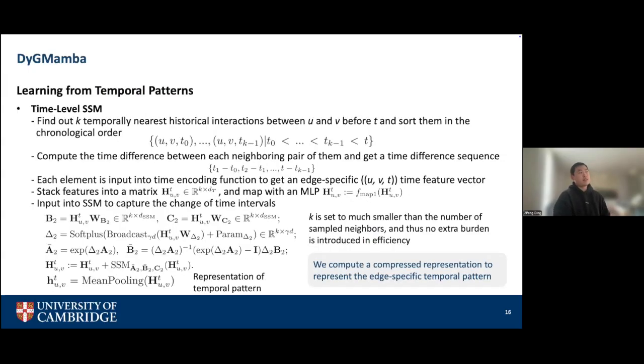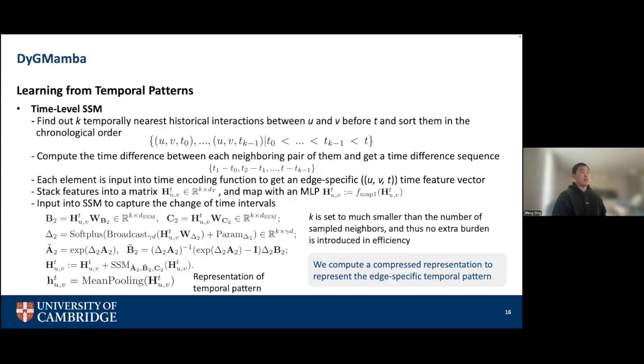So after that, let's see how we learn from temporal patterns. We have mentioned that we have proposed one time-level SSM. So this is the step-by-step pipeline of this module. First, we find the k temporally nearest historical interactions between the source and destination node before the prediction timestamp. And we also sort them in chronological order. Then we compute the time difference between each neighboring pair of them and get a time difference sequence. So we can also formulate them into representation vectors and then input them into our time-level SSM.